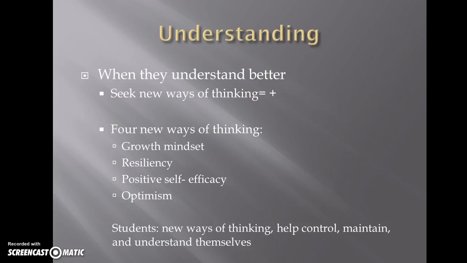So, lastly, when students understand better, it shows the student that they can seek new ways of thinking, and not just thinking, but they can seek new ways of positive thinking. And these potential 4 new positive ways of thinking are having a growth mindset, resiliency, positive self-efficacy, and having optimism. And lastly, as we close, when students form and cultivate and understand new ways of thinking, it does help them control and maintain and understand themselves so that they can better turn negative situations into positive situations.